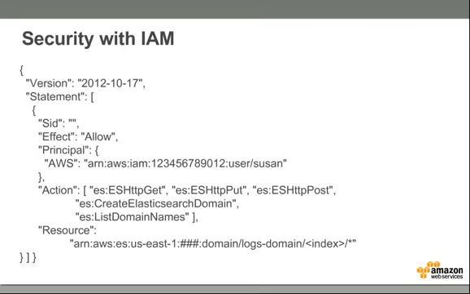And on the resource, it's the particular domain that this policy applies to. This could be either at the domain level or it can be indeed at the index level. So you have the ability at a fine-grained control level to be able to say, okay, Susan can access this particular index for ES HTTP GET, etc.